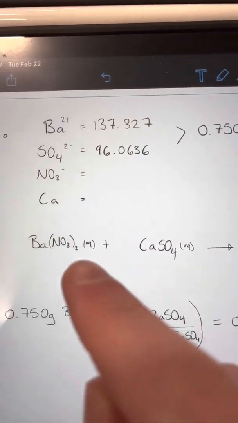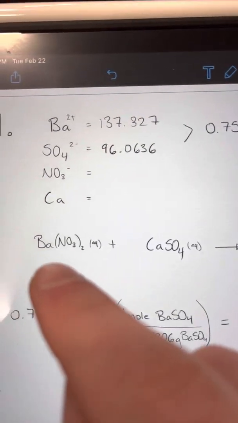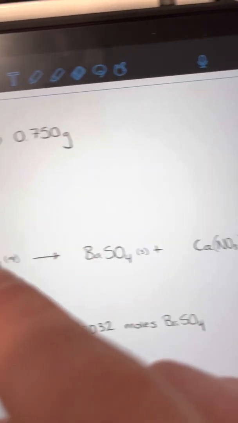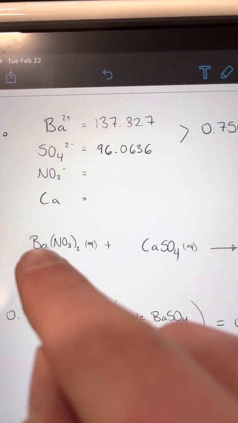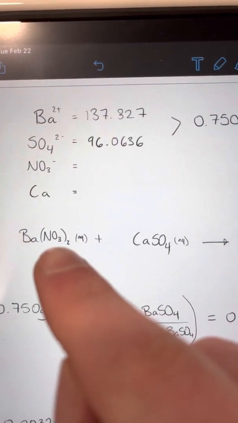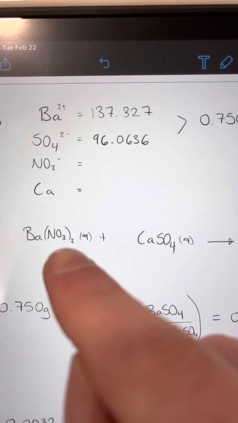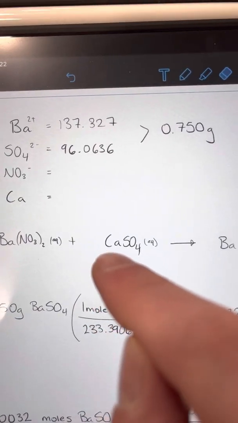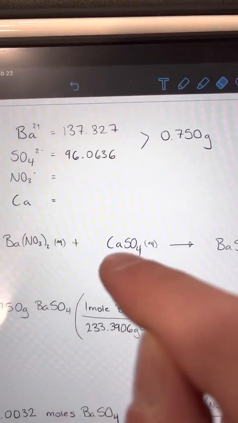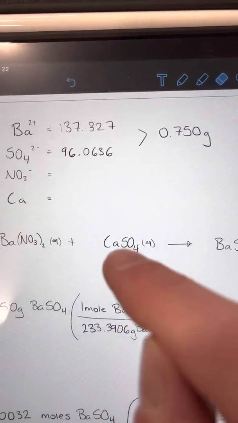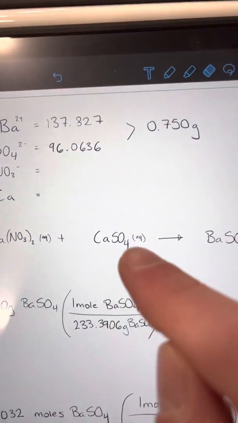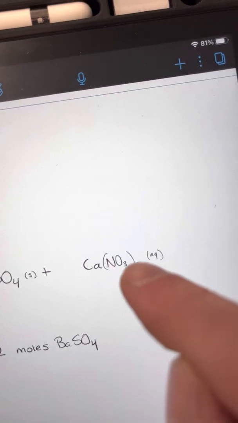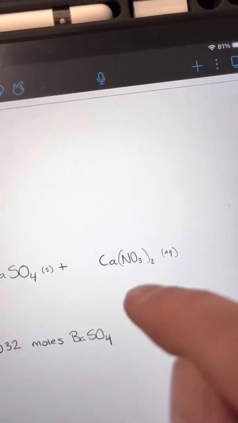The ones that I chose to use are NO3 and calcium, and it's going to give us calcium nitrate. Barium's a +2 charge, so the nitrate is going to be a 1- charge. It's got to be 2 of them, so 2 nitrates for every barium. Calcium is a +2 charge, and so calcium sulfate is CaSO4, a 2- charge plus a 2+ charge. And then over here we have calcium nitrate. Calcium is a +2 charge, nitrate is a -1 charge, so we have to have 2 of the nitrates.